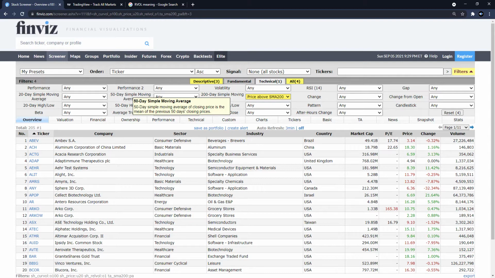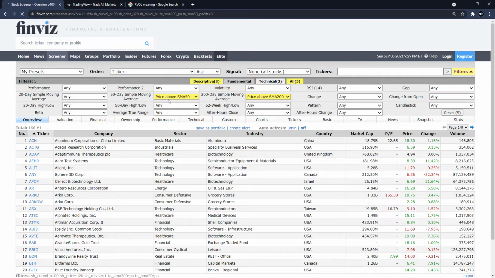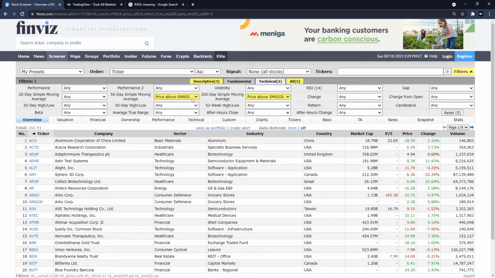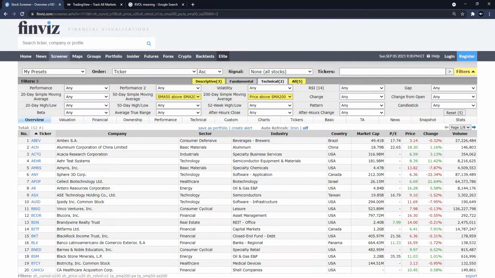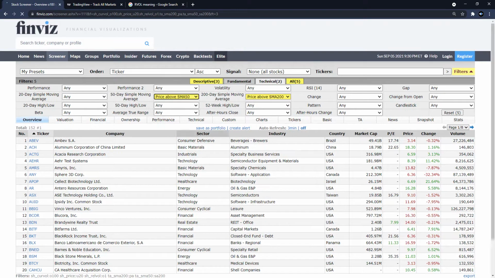Next thing, again, the 50-day simple moving average of the closing price is the mean of the previous 50 days' closing prices. So what we want to filter right here will be the price to be above the SMA 50. We could have also made sure that the 50-day simple moving average is above the 200-day. Okay, so we can probably do something like that, but it is always up to you and your preference. I always go with the price. So we want the price to be above the SMA 50. We just filter it out just like that.